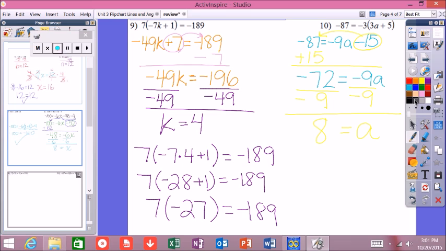We want to plug that back in and check. We're going to replace a with 8. And again, using order of operations, I'm going to go in my parentheses. I'm going to multiply 3 times 8. And then add 24 and 5. And negative 3 times 29 is negative 87.